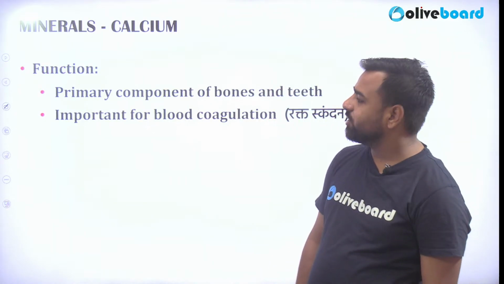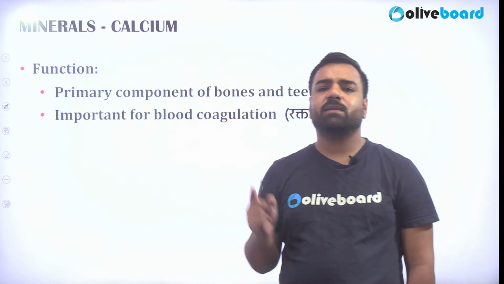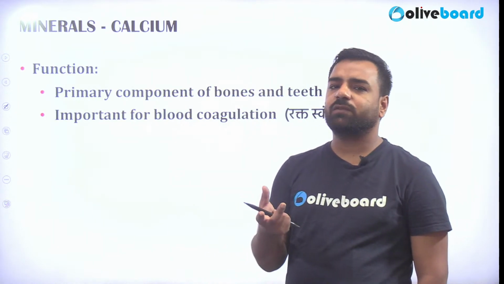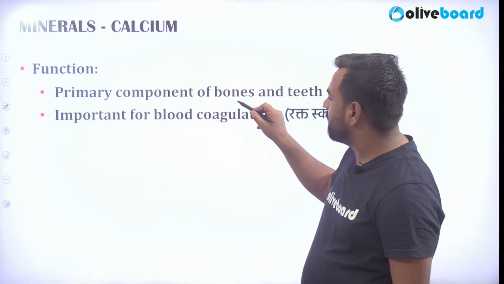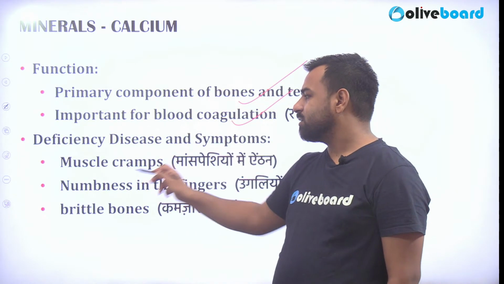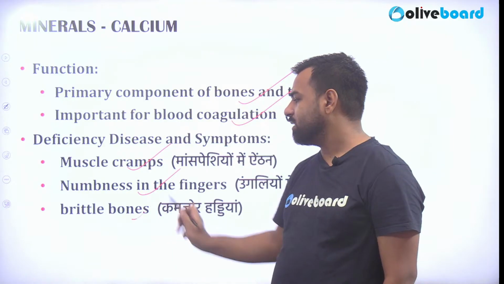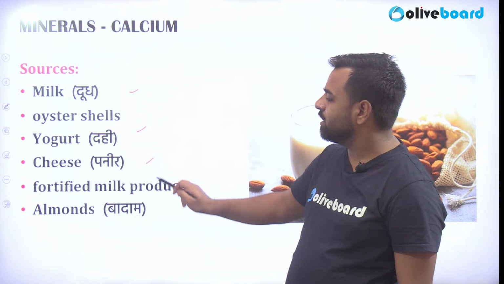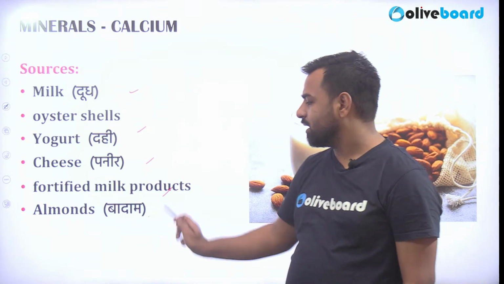Next, calcium. So guys, our bones and teeth are made up of calcium and phosphorus. From where do you get this calcium? Obviously from milk, yogurt and all. They are the primary component of bones and teeth, and important for blood coagulation as well. But lacking leads to muscle cramps, numbness in the fingers and brittle bones. The sources are milk, yogurt, cheese, fortified milk products and almonds.